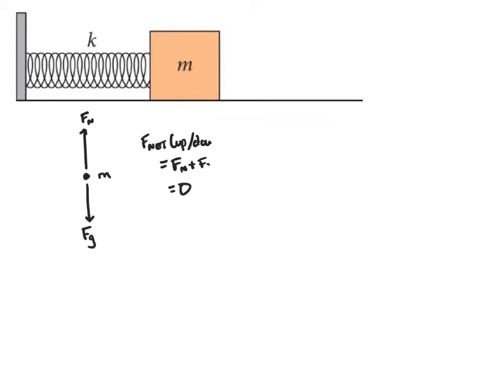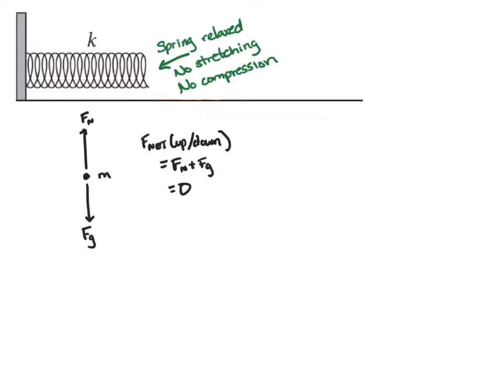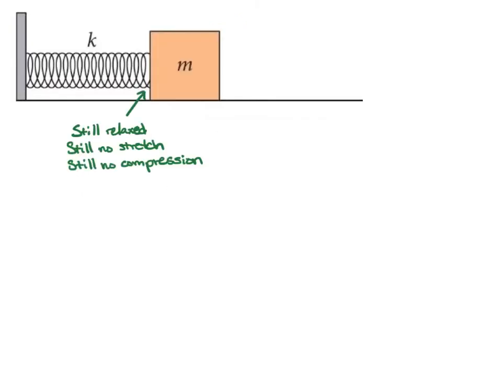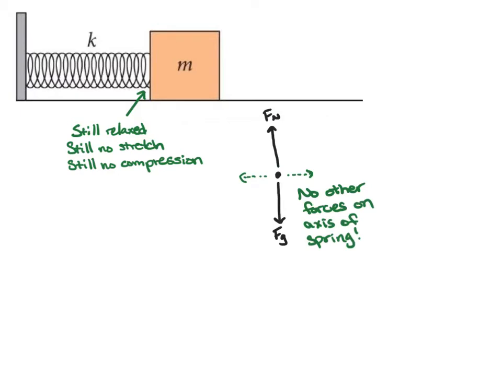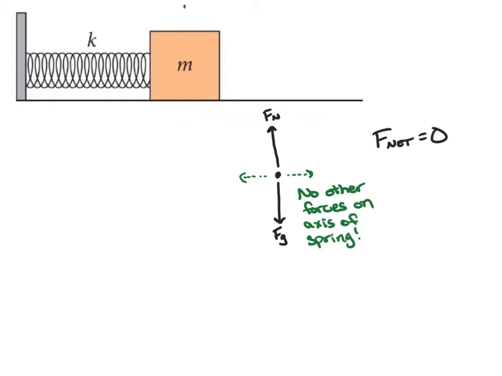Now, if we took the block off and just let the spring relax, it would find a nice relaxed equilibrium. If we reconnect the block when the spring is still relaxed, the block will not move. The spring is relaxed, there is no force due to the spring on the block, and there are no other forces on the axis of the spring, the right-left axis. Thus, the net force on the block is 0, so the stable equilibrium for the block can be drawn through its center of mass.